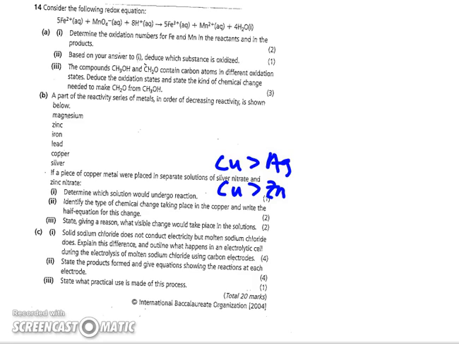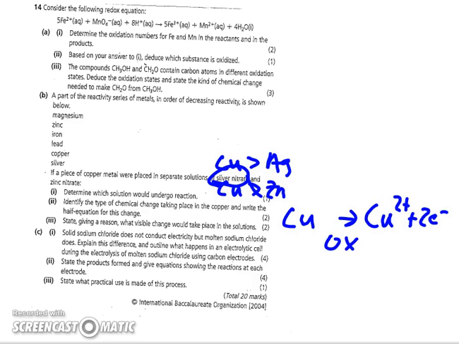But if you look at it, copper is not more reactive than zinc, so only the silver nitrate solution would undergo a reaction. So that would be my correct answer to part 1. Part 2, what type of chemical change would take place in the copper wire? Well, the copper wire is going to go from being copper to being copper ion. That means it's lost electrons, so oxidation is the change taking place, and that would be the half reaction for it as well.